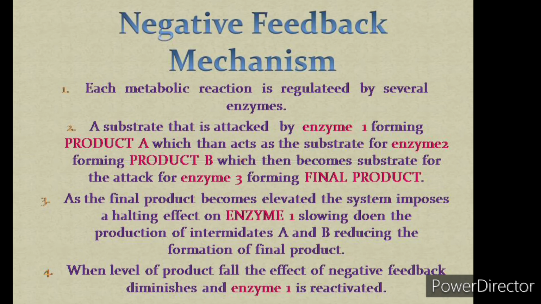Each metabolic reaction is regulated by several enzymes. A substrate is acted on by enzyme 1 forming product A, which then acts as the substrate for enzyme 2 forming product B, which then becomes the substrate for enzyme 3 forming the final product. As the final product becomes elevated, the system imposes a halting effect on enzyme 1, slowing down the production of intermediates A and B, reducing the formation of the final product. When the level of product falls, the effect of negative feedback diminishes and enzyme 1 is reactivated.